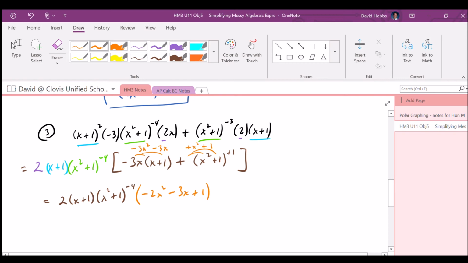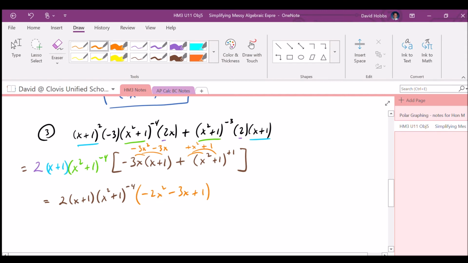Okay, and that's pretty much what we can do. Now, we could move the (x squared plus 1) quantity to the negative 4th. We could move it to the denominator. It would become a positive 4 exponent in that case. We also try to do the fewest number of negatives possible. So I notice there's 2 negatives inside the parentheses right here.